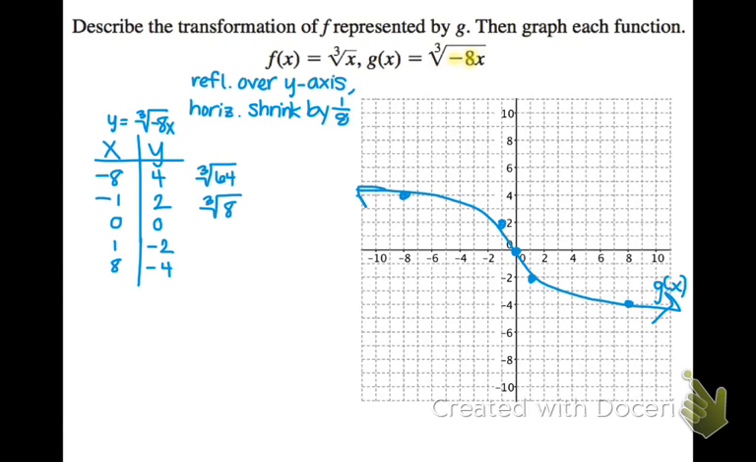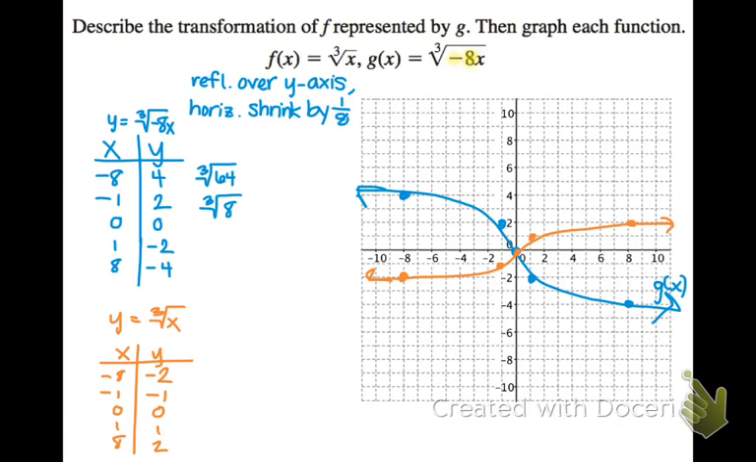Now they did want us to graph the original function as well, so the parent function, the cube root of x. If we graph just the cube root of x, then we'll want to do -8, -1, 0, 1, and 8. We're just going to do the straight cube root here, so we end up with these values. So when we graph these on here, we're going to notice exactly what those transformations look like. So -8, -2, -1, -1, 0, 0, 1, 1, and 8, 2.